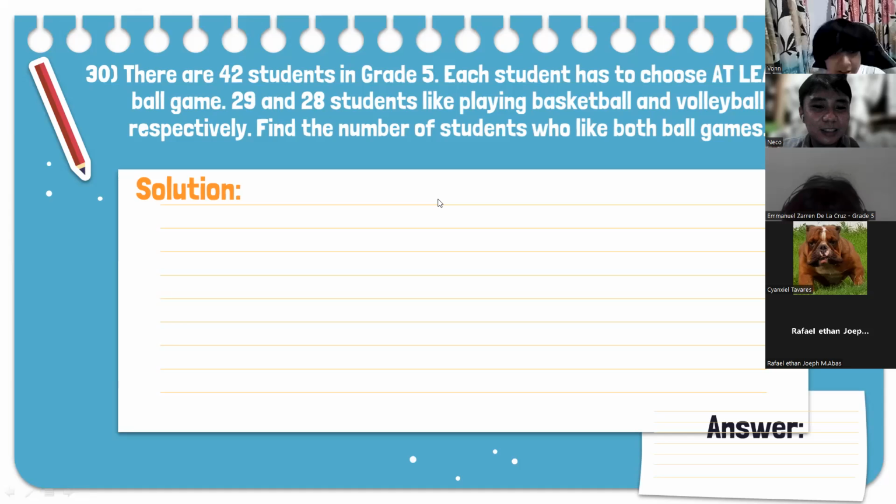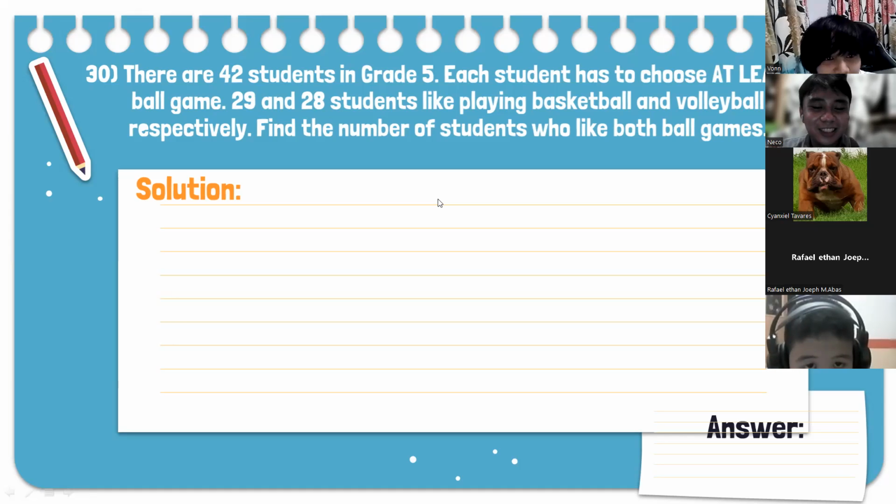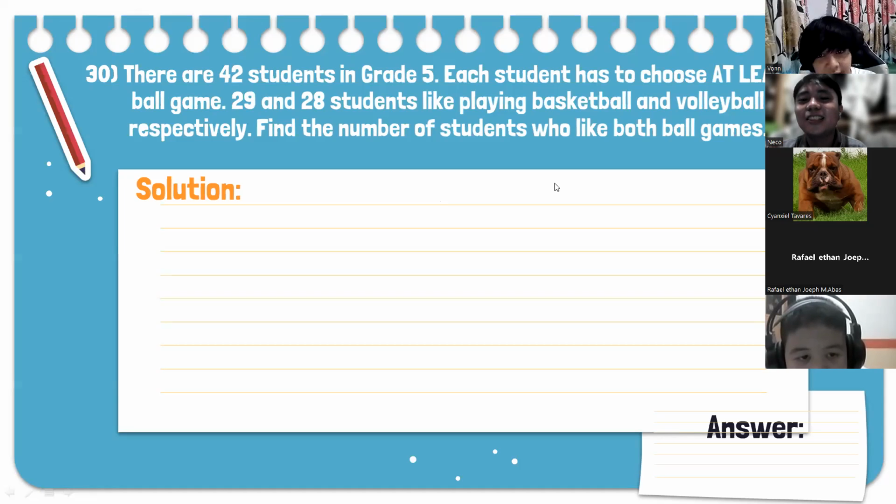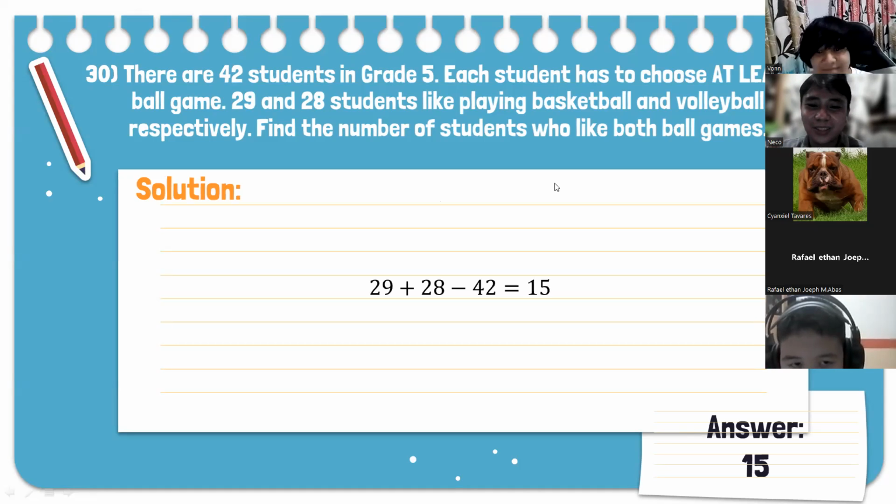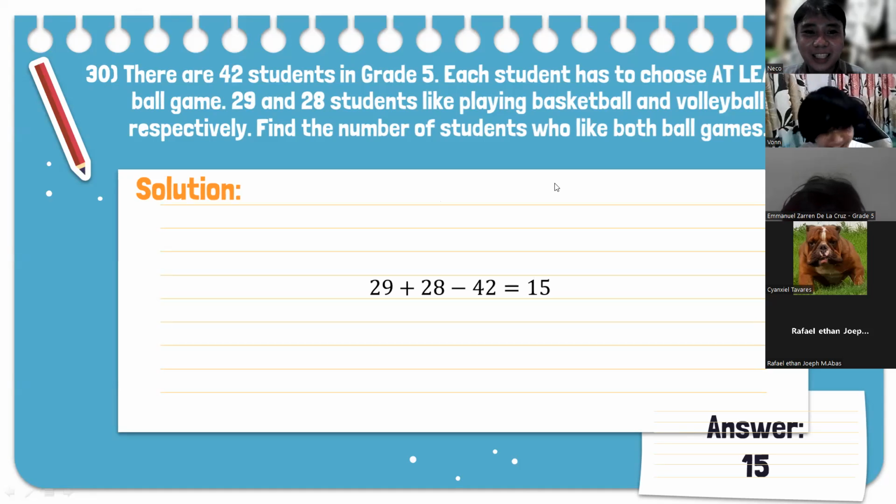I have my own solution for this one. We just add up both of the students and then we subtract it by 42 because that's actually going to be the excess, and then the excess is actually the students that both like playing basketball and volleyball. Very good. That's it. That's actually the solution. So we have 15. Very easy again, as expected. And that's it. We're done with the 30 items.